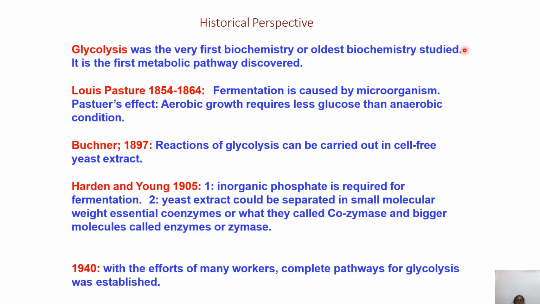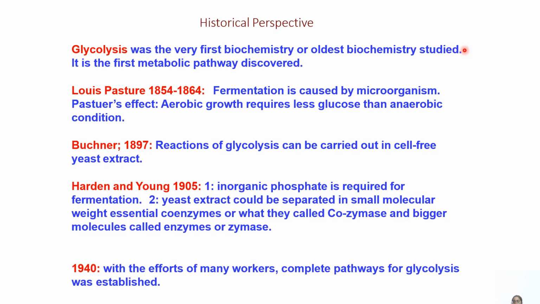Now, glycolysis was the very first biochemistry, or the oldest biochemistry study. It is the first metabolic pathway discovered, and fermentation is caused by microorganisms. Pasteur's effect: aerobic growth requires less glucose than anaerobic condition. Then Buchner stated that reactions of glycolysis can be carried out in cell-free yeast extract. Harden and Young said that inorganic phosphate is required for fermentation. Yeast extract could be separated into small molecular weight essential coenzymes, which they called cozymase, and bigger molecules called enzymes or zymases.